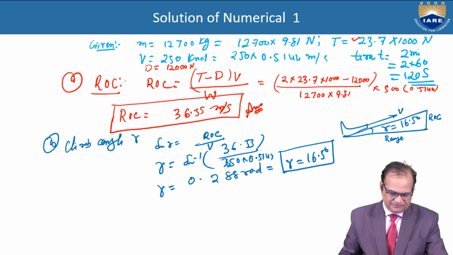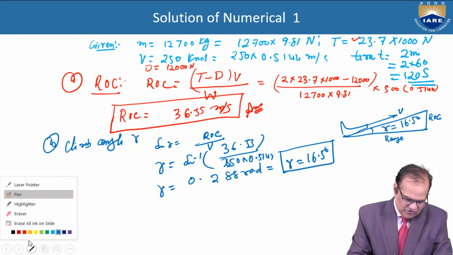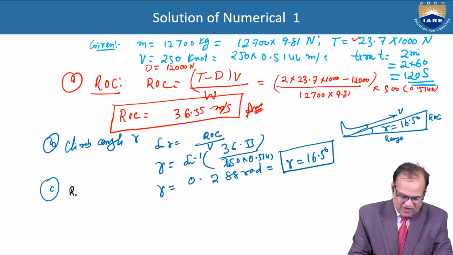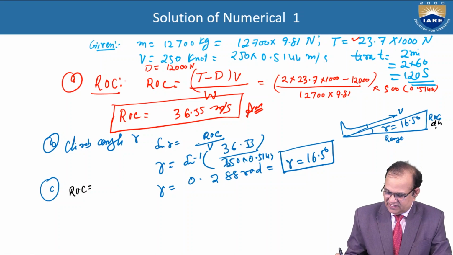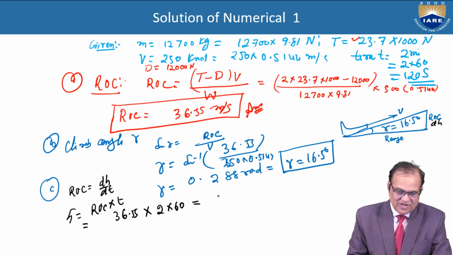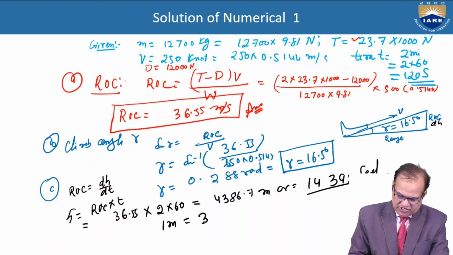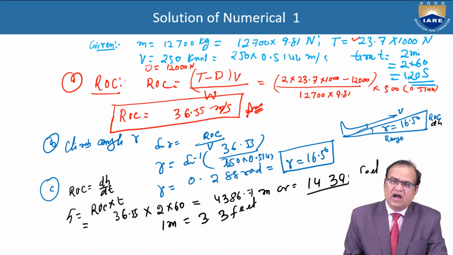Now we have to find out the H, how much height. We know that rate of climb is equal to DH by DT. So H is equal to ROC times T. ROC we have got 36.55, times 2 times 60. So you will get H is equal to 4386.7 meters, or 14,392 feet. We know that 1 meter is equal to 3.33 feet, and the height of the aircraft we always give in feet. So we have taken feet here.